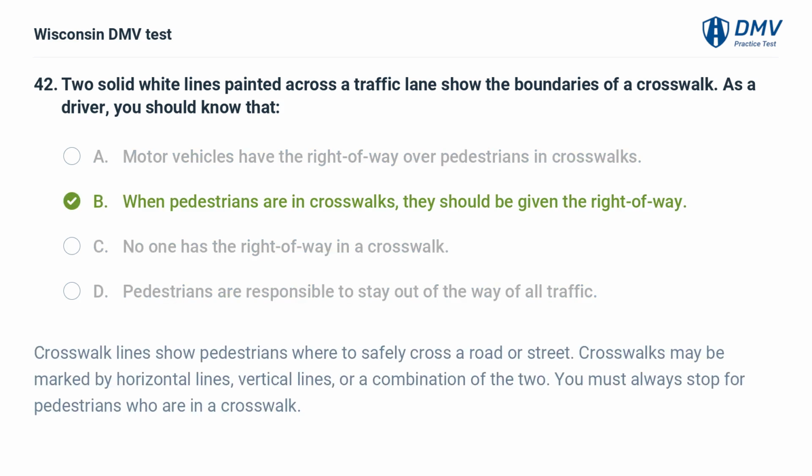B. when pedestrians are in crosswalks, they should be given the right-of-way. Crosswalk lines show pedestrians where to safely cross a road or street. Crosswalks may be marked by horizontal lines, vertical lines, or a combination of the two. You must always stop for pedestrians who are in a crosswalk.